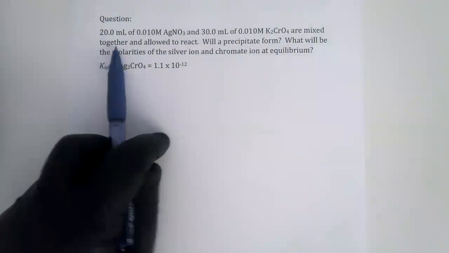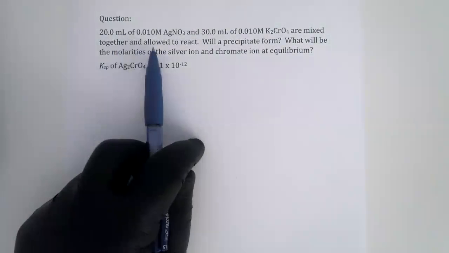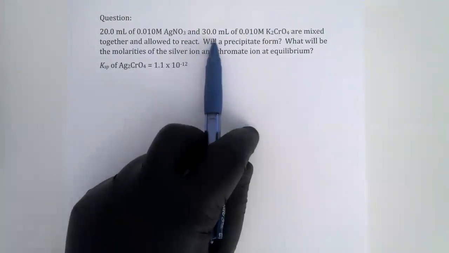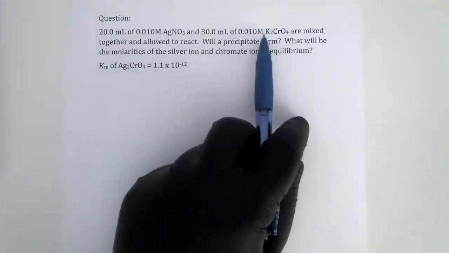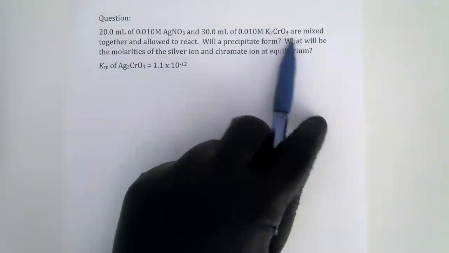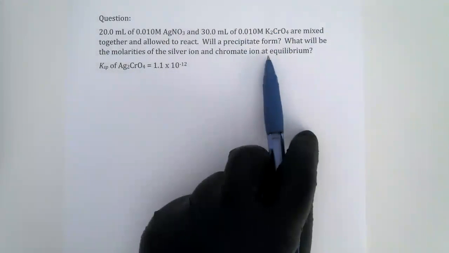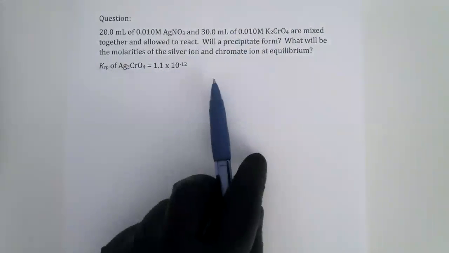20 milliliters of 0.010 molar AgNO3 and 30.0 milliliters of 0.010 molar K2CrO4 are mixed together and allowed to react. Will a precipitate form? What will be the molarities of the silver ion and chromate ion at equilibrium?